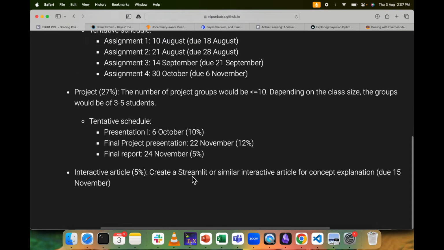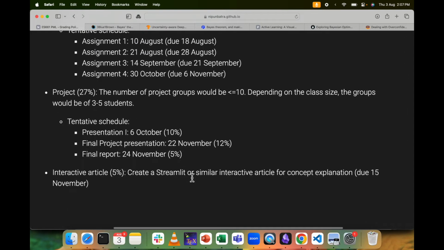We will also be creating an interactive article, which would be Streamlit, Hugging Face kind of an article, due 15th November, but you're free to submit it much earlier than that. Encouraged to submit much earlier, because there could be certain concepts which we could pick up and solve much before 15th November. You don't need to wait till then and have a pile up of different things to do.